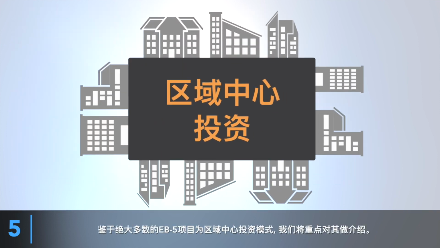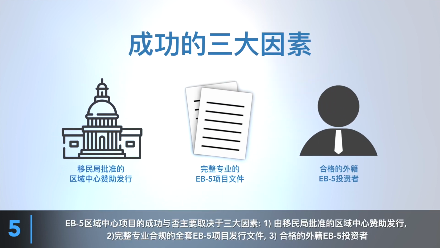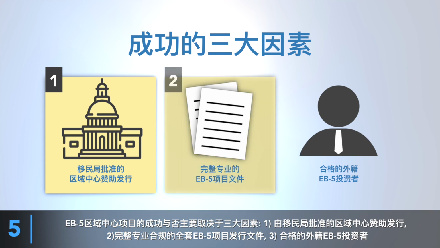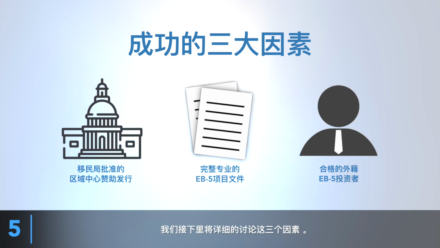Since the vast majority of EB-5 projects are regional center investments, that's what we'll focus on in this video. An EB-5 regional center project's success depends largely on three factors. 1. Sponsorship by a USCIS-approved regional center. 2. A complete set of EB-5 compliant, project-specific offering documents. And 3. Eligible EB-5 investors. We'll discuss each of these elements next.